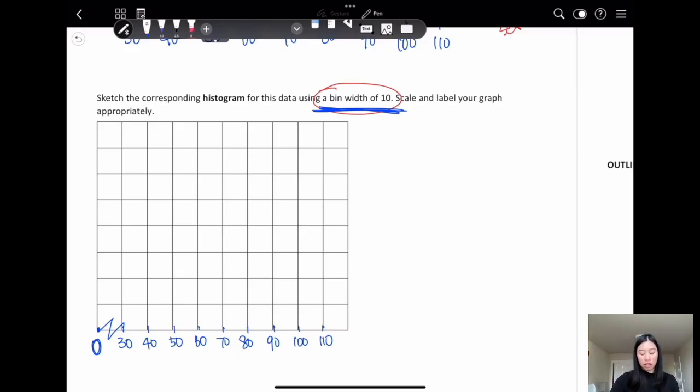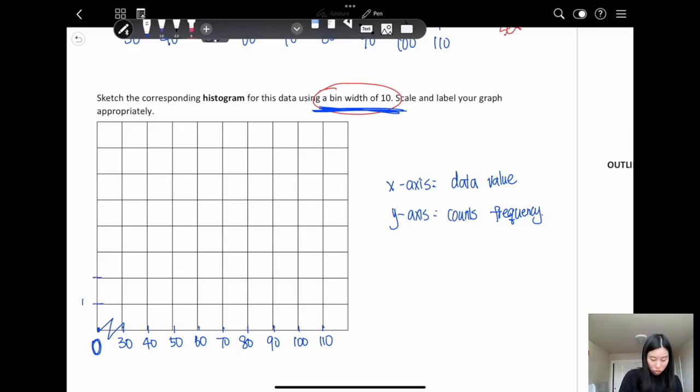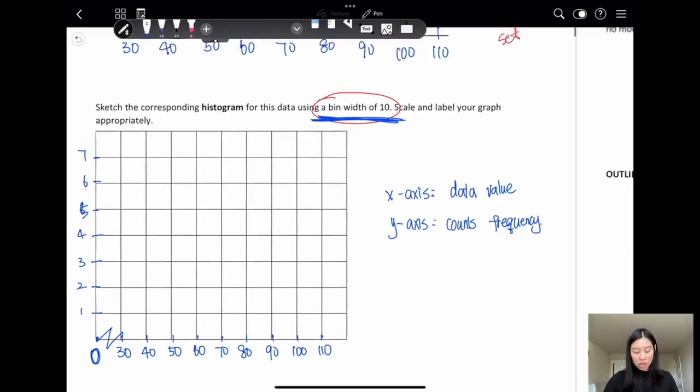So now let's take a look. Our x-axis should represent the data value, and our y-axis should be the frequencies or the counts, such as occurs once, occurs twice, this data occurs 3, 4, 5, 6, 7 times. Okay, so now let's count.